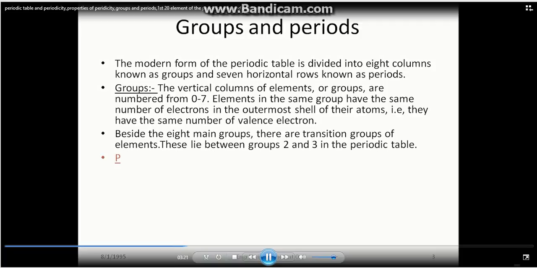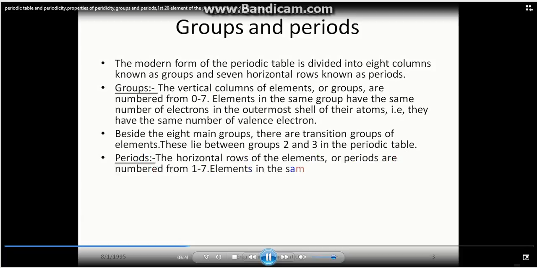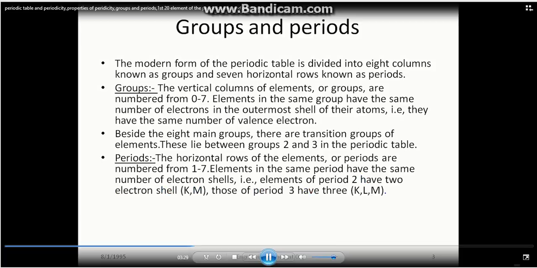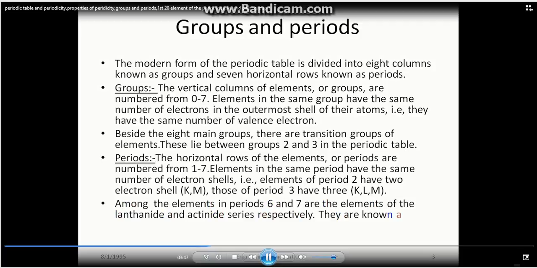Periods. The horizontal rows of the elements, or periods, are numbered from 1 to 7. Elements in the same period have the same number of electron shells. That is, elements of period 2 have 2 electron shells, K and L. Those of period 3 have 3, that is K, L, M. Among the elements in periods 6 and 7 are the lanthanide and actinide series respectively. They are known as the inner transition elements.